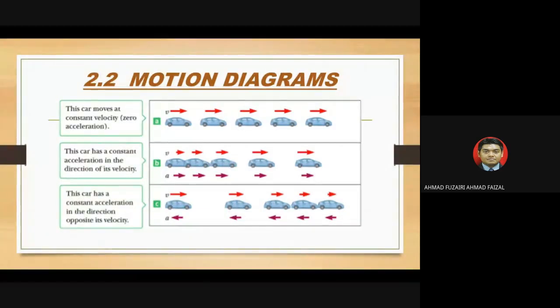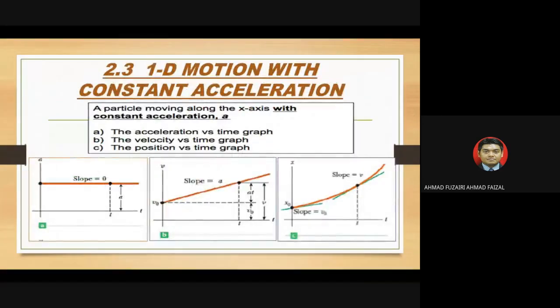A particle moving along a straight line on the x-axis with constant acceleration can be studied on three different graphs. The first graph is acceleration versus time. As you can see here, the slope is zero. This is due to the constant acceleration from the initial point to the end point. When we calculate the area under the graph, we get the velocity of the object.